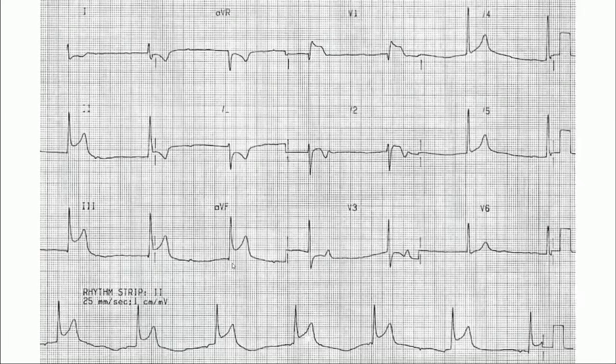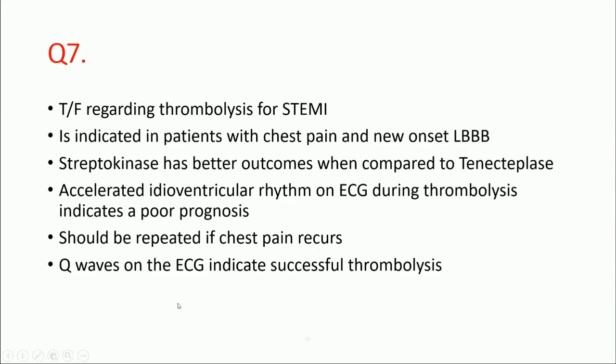And the last one you know is wrong. If you see Q waves, that is an absolute disaster. Q waves on the ECG indicate a transmural, whole thickness infarct. So that is not good. So this MCQ focuses on thrombolysis.